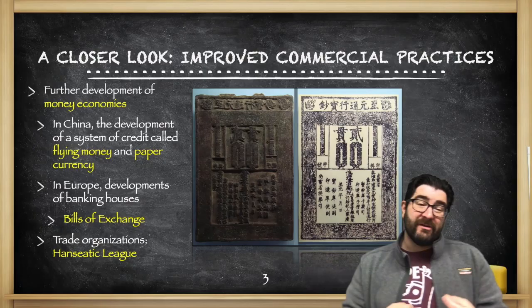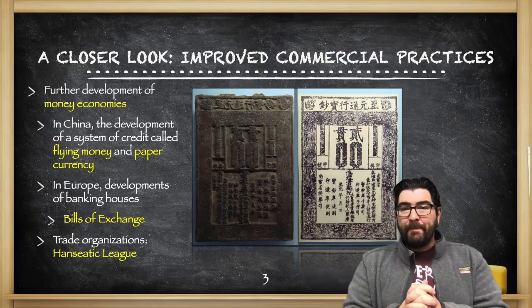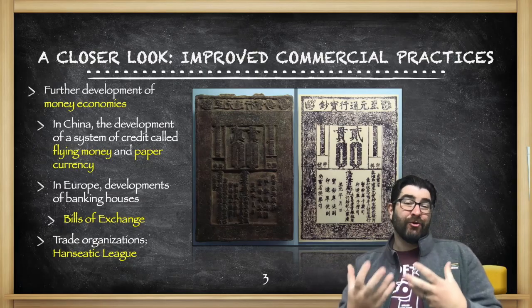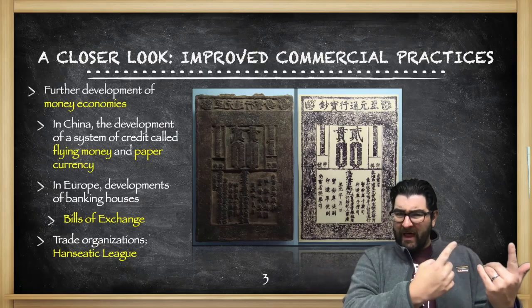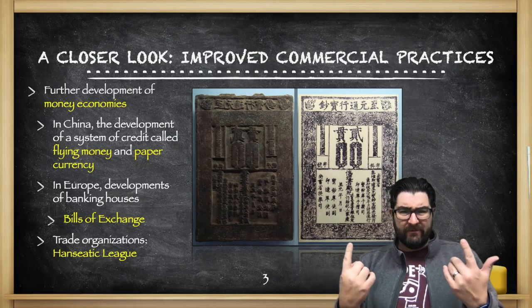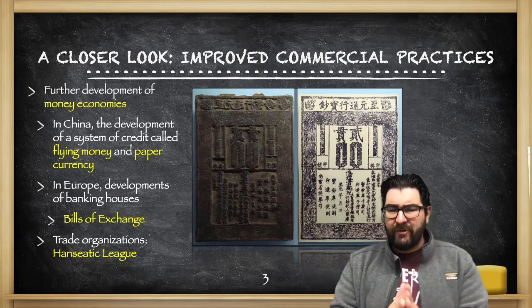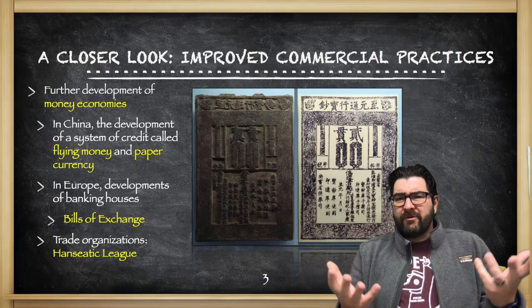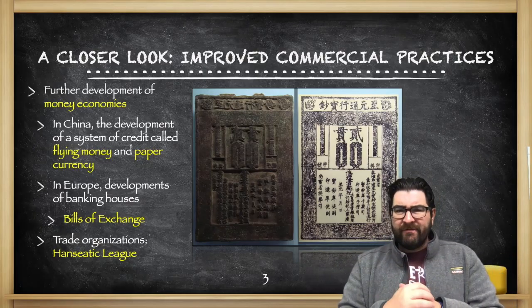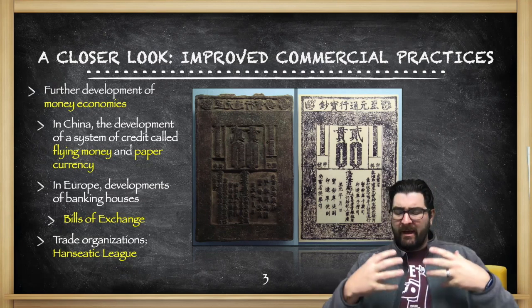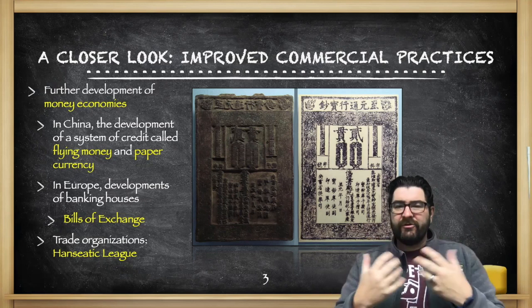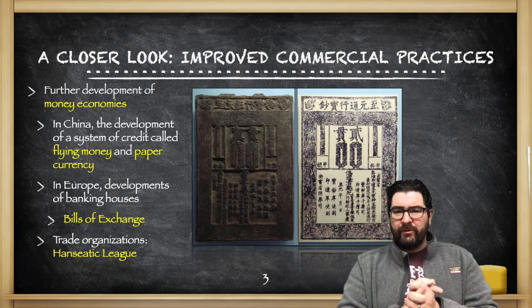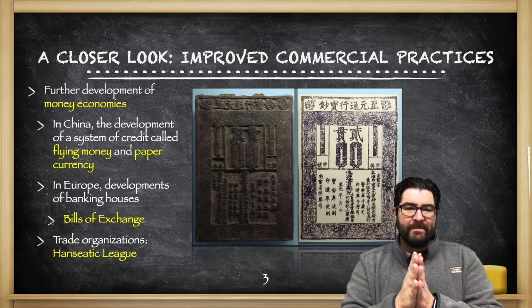China will also develop what's known as flying money, and this is like an early form of credit. Don't confuse flying money and paper currency. These are two different things. Paper currency is the cash that you have in your pocket. Flying money is essentially an early version of a credit card. You can get a form that allows you to extract that money once you get back to your destination.